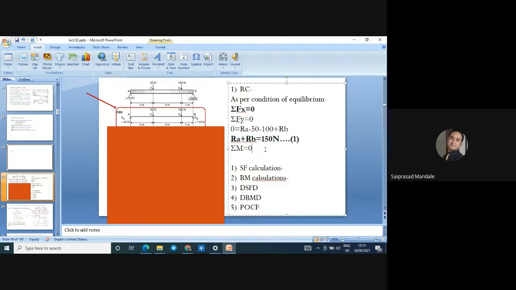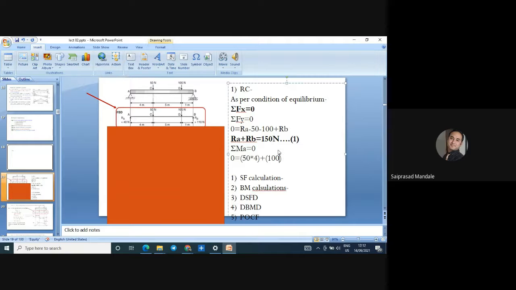Okay. Now the third condition: moment about any point is equal to 0. Right now I am calculating the moment about point A, so I am focusing on point A. As moment about any point is equal to 0, let us calculate the moments. 50 into 4. As it is moving in the clockwise direction, it is plus.